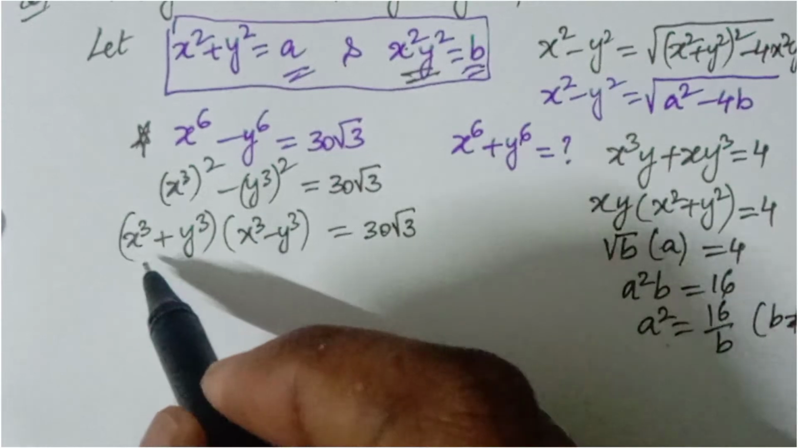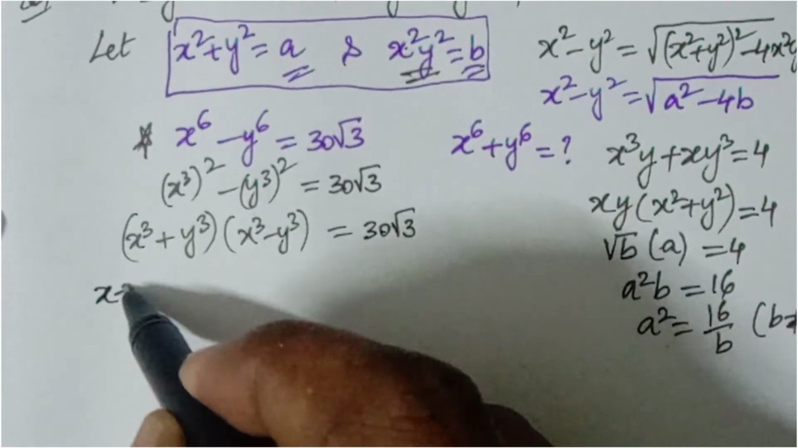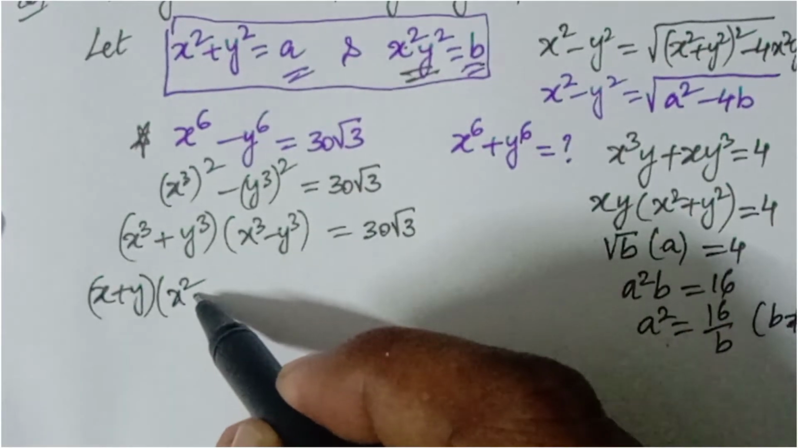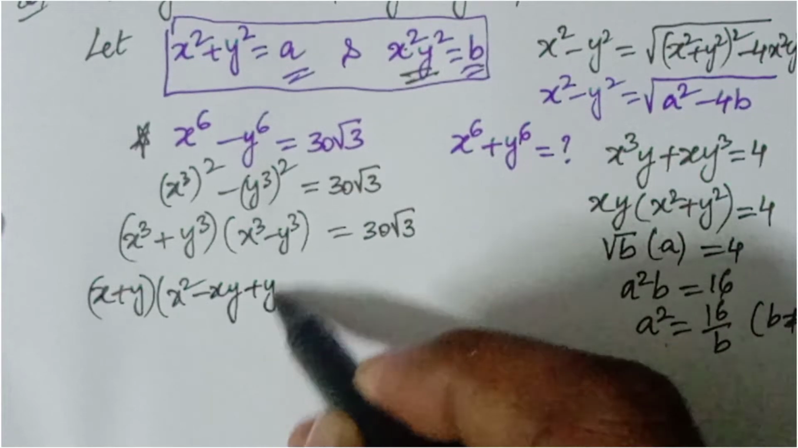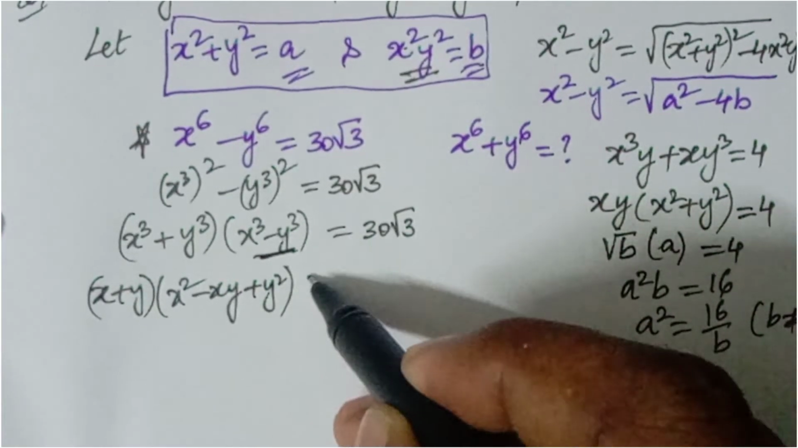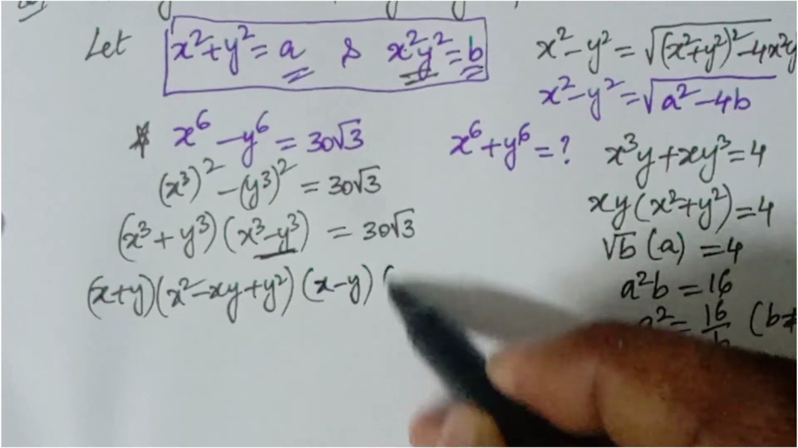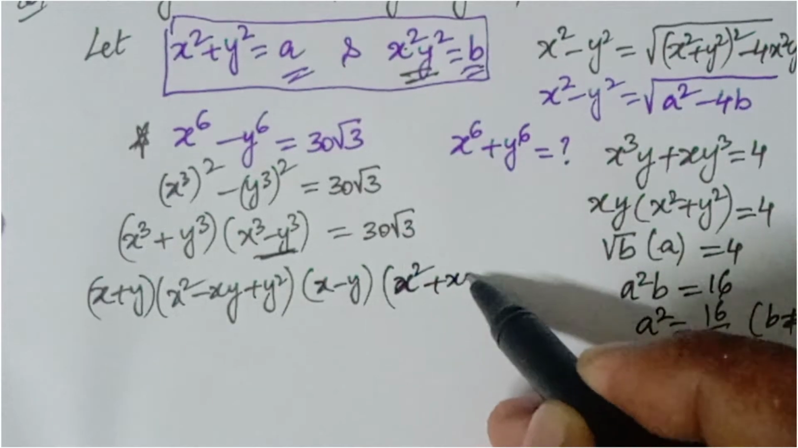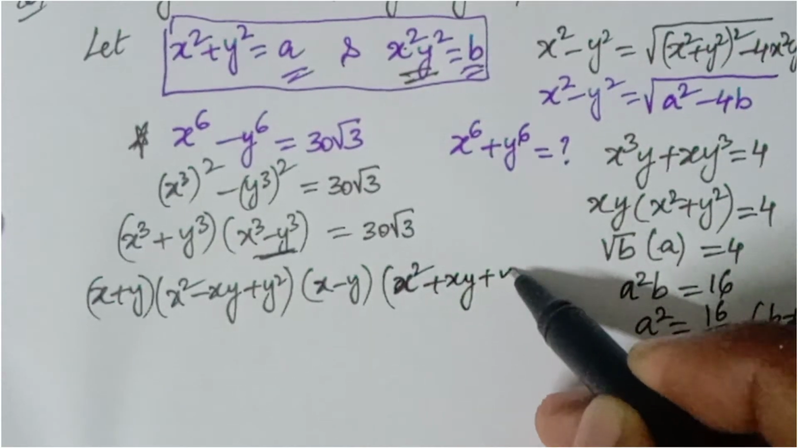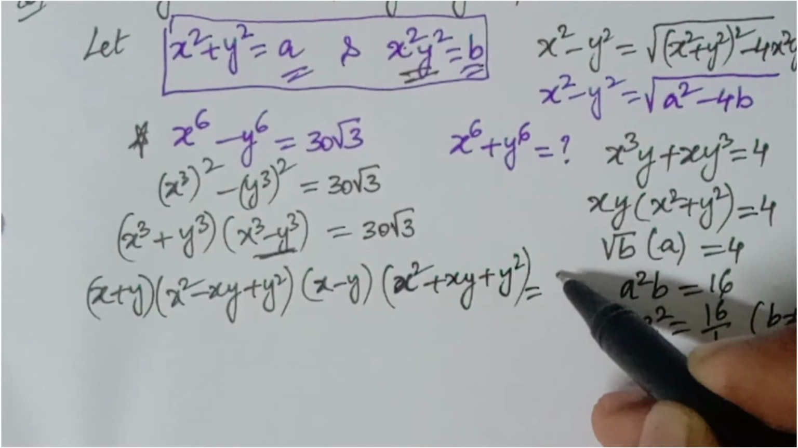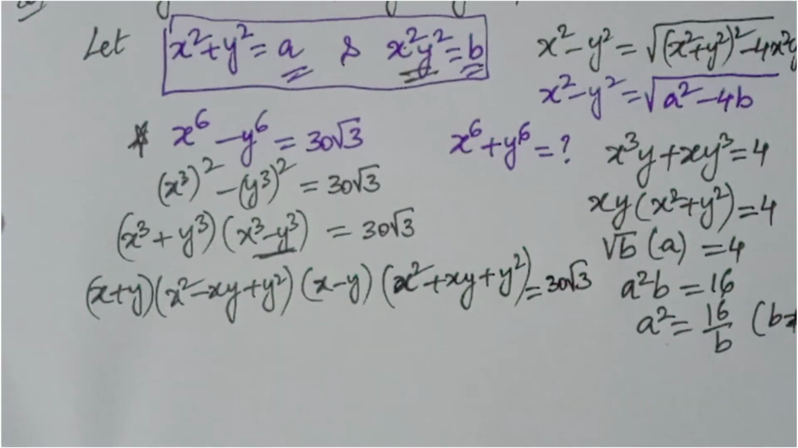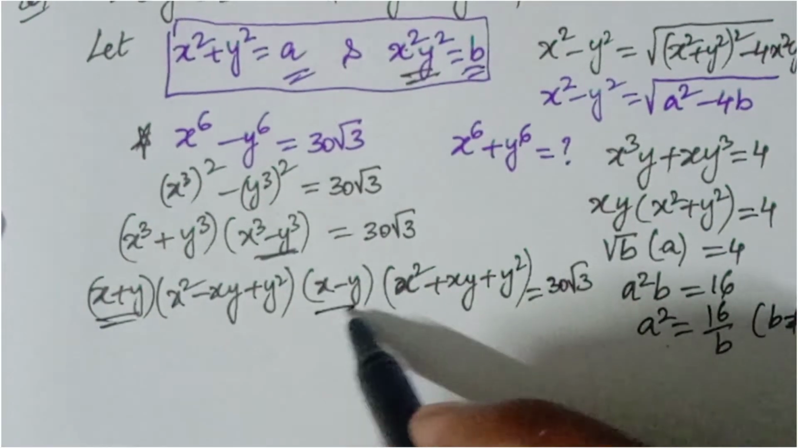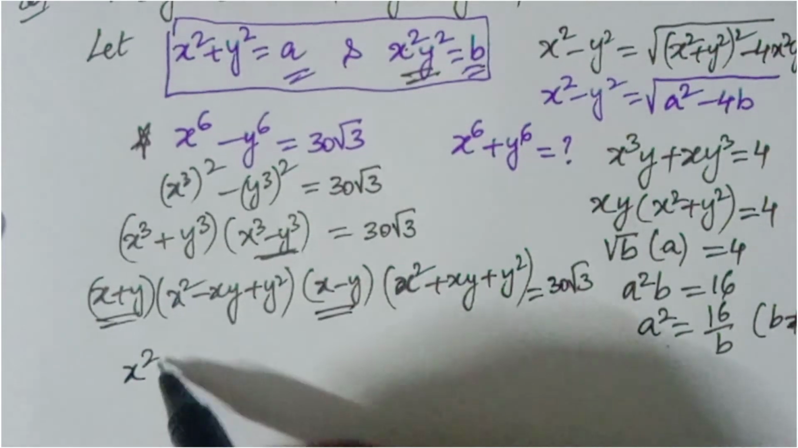Here the a cube plus b cube formula is (a plus b) into (a square minus ab plus b square). Now the a cube minus b cube formula is (a minus b) into (a square plus ab plus b square), which is equal to 30 root 3. Now if you multiply this, what will you get? This is again (a plus b)(a minus b)(a square plus b square).